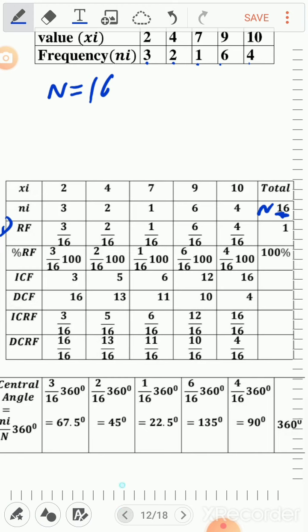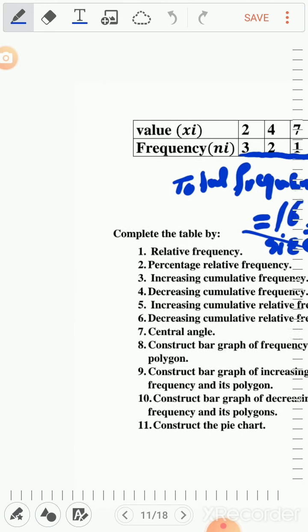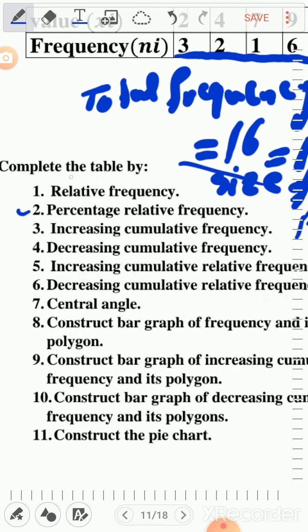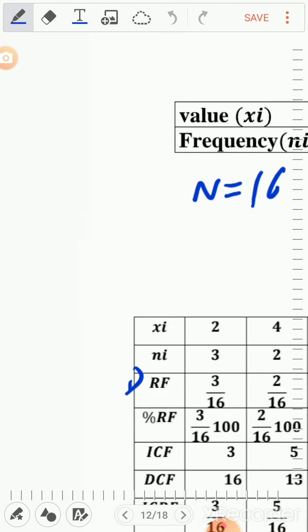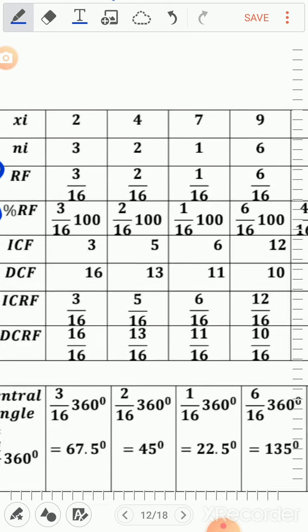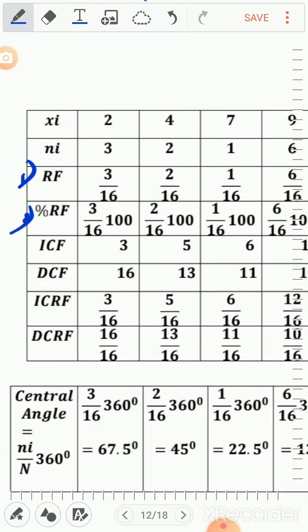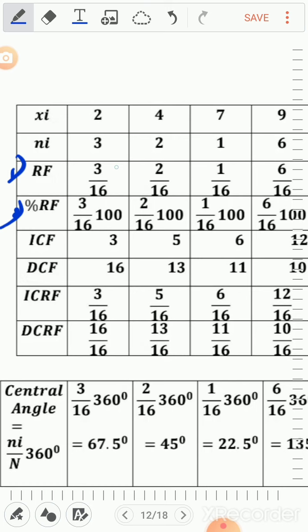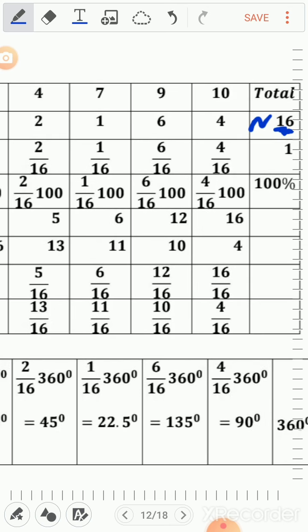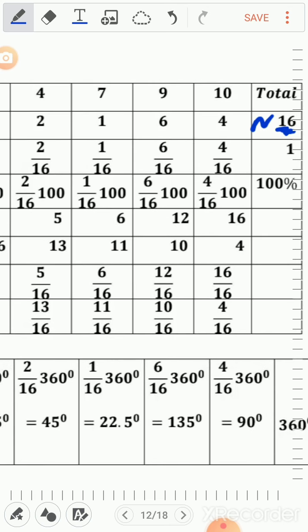Part 2, percentage relative frequency. The relative frequency times 100. So 3 over 16 times 100, 2 over 16 times 100, 1 over 16 times 100, 6 over 16 times 100, 4 over 16 times 100, and their summation is 100.